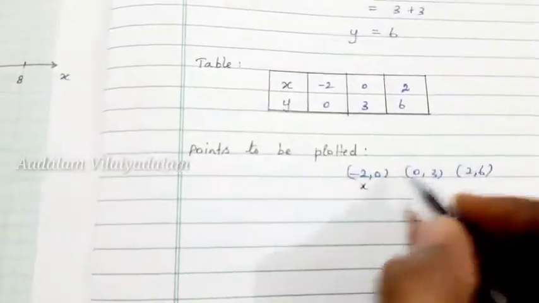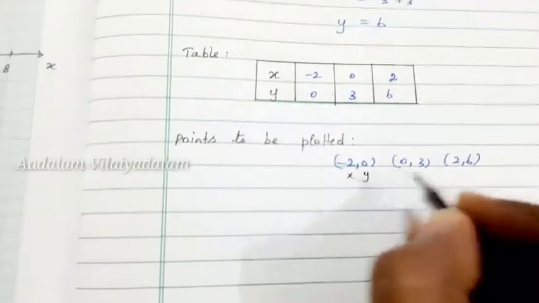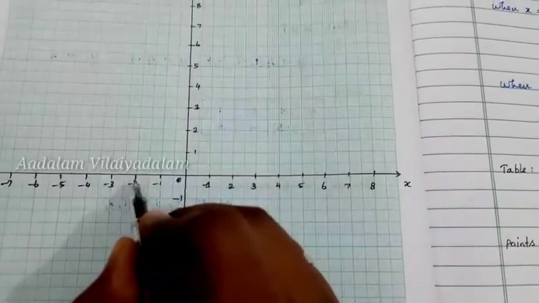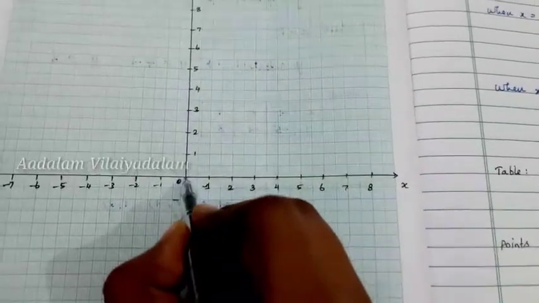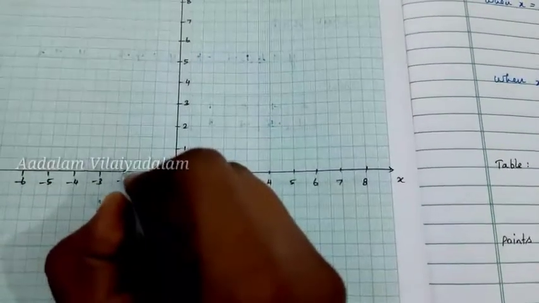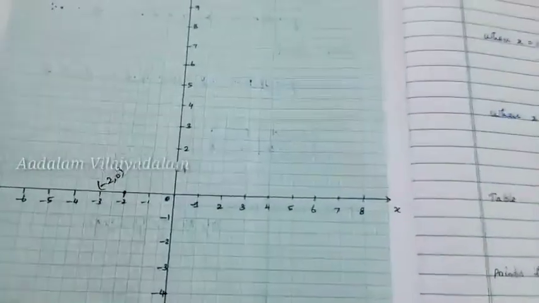Then the points are (-2, 0). So minus 2 we have to look at it in the x-axis. Then y we have to look at it in 0. Therefore minus 2 lies here. Then 0 will be in this origin point. So therefore the point will lie on the x-axis, that is (-2, 0). Clear? Now the next point is (0, 3).